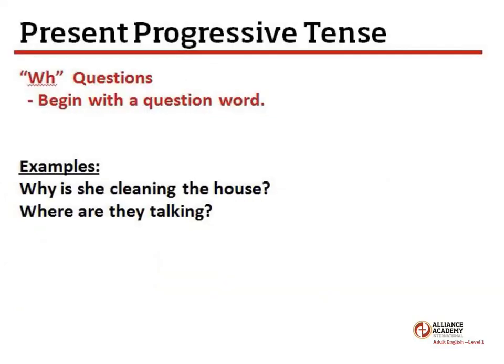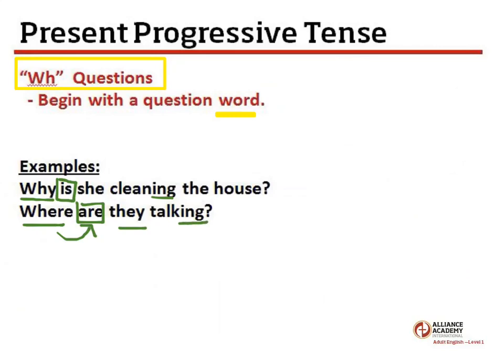Notice how the to be verb comes first in the question, followed by the subject, and then the verb with ing. If we want to make a question that is a WH question, we need to begin our question with the question word. So let's look at an example. Why, and then we go into our to be verb. So why is she cleaning the house? Here's another example. Where are they talking?